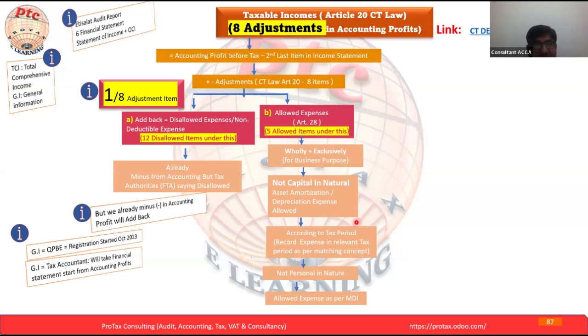Hope this point is clear. Now we will go back and see the 12 items. Still, we are on the first adjustment, where we are discussing add back, disallowed expenses and allowed expenses. Now we're going to see the 12 disallowed items.